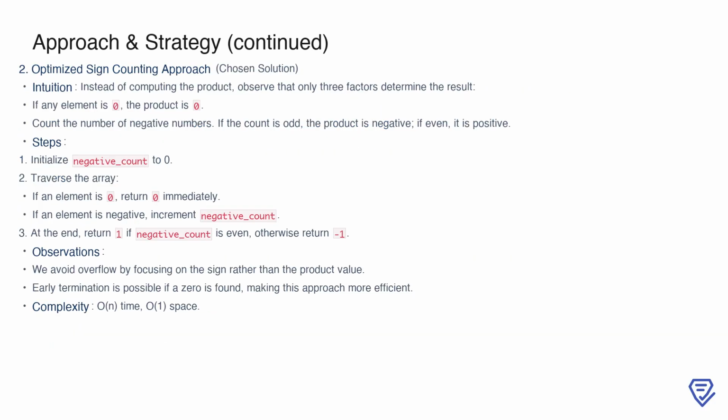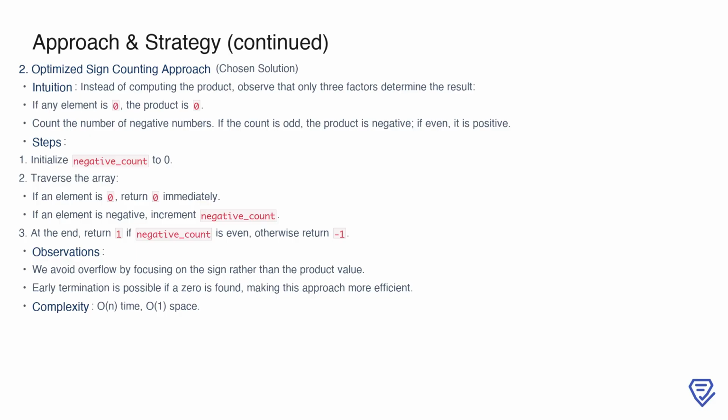Instead of calculating the full product, we can use a more efficient and stable approach by focusing on the sign of the product. This is our chosen solution, called the optimized sign counting approach. Here's the key insight: there are only three factors that determine the result. If the array contains a 0, the product is 0. If the number of negative elements is odd, the product is negative. If it's even, the product is positive.